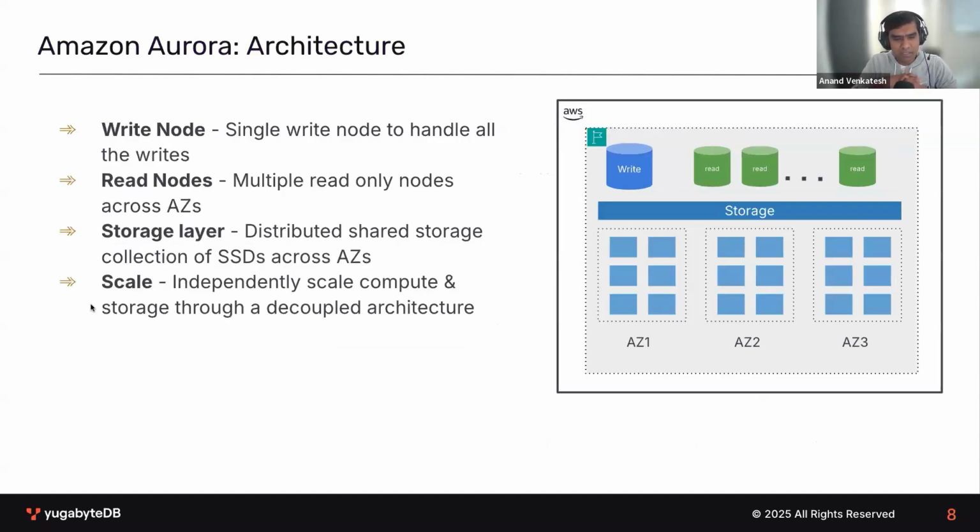Let's look at Amazon Aurora's architecture. It is a decoupled architecture with the flexibility to independently scale its components. This architecture has a single writer node that handles all the writes for the database, and offers multiple read-only nodes that receive data from the writer through async replication. It offers distributed storage, which is essentially a collection of SSDs across AZs for availability and durability. And it supports scaling compute and storage independently in this architecture.